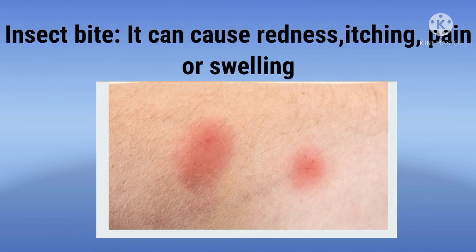An insect bite or sting may cause redness, itching, pain or swelling. Wash the affected area with soap and water, rub ice on it and apply an antiseptic lotion.